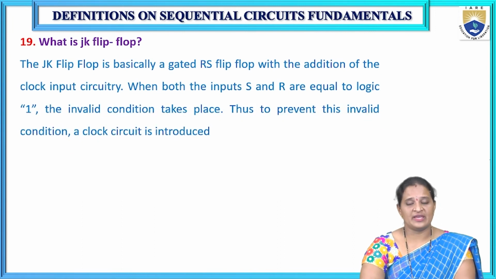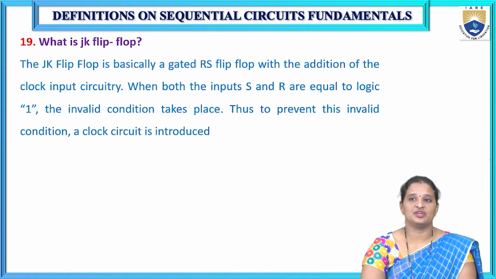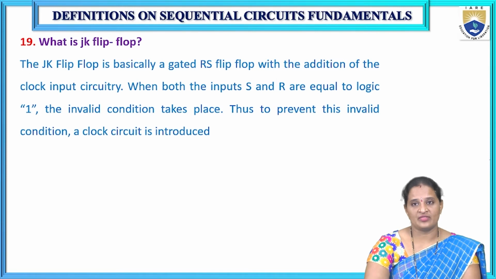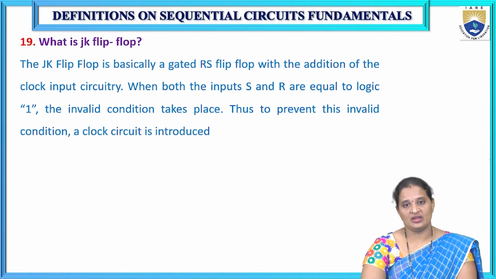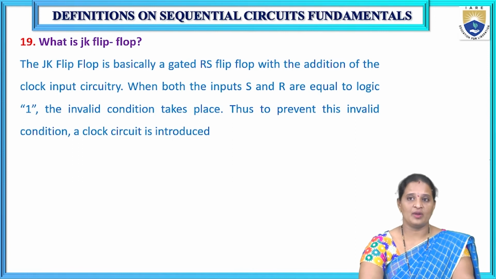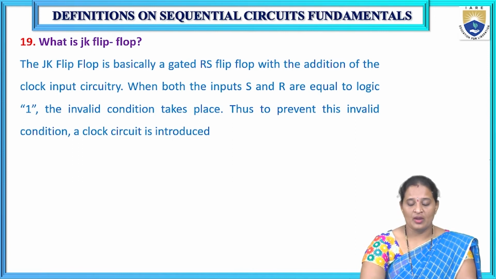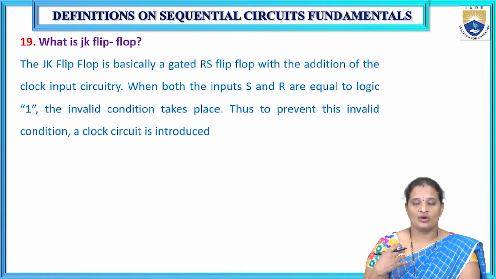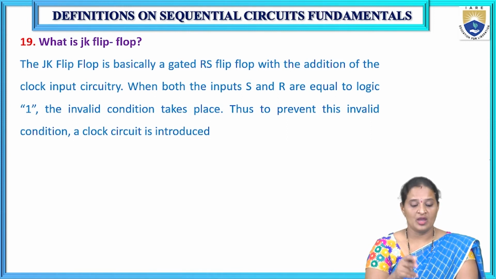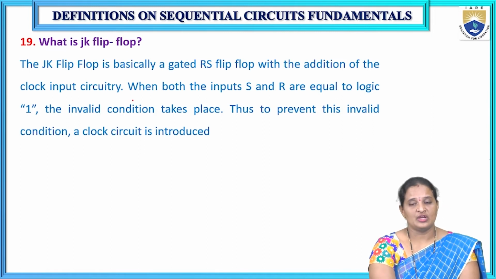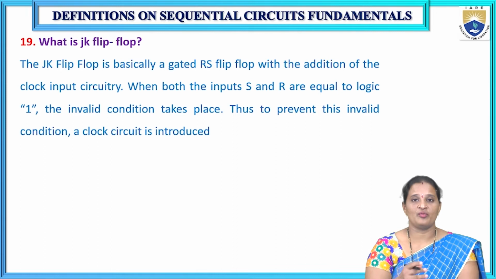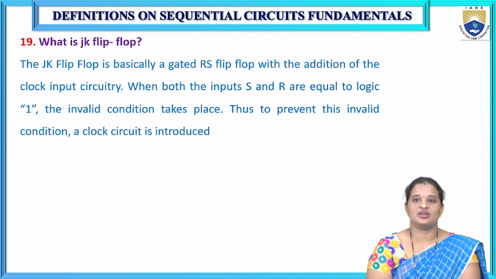A JK flip-flop is basically a gated RS flip-flop, the addition of the clock input circuitry. So the JK flip-flop is nothing but RS flip-flop. So we already know that RS flip-flop, or else set reset flip-flop. This is same as set reset flip-flop, but only the thing is, in order to avoid the indeterminate state of SR flip-flop, we are going for the JK flip-flop. So what was the indeterminate state in SR flip-flop? When both the inputs S and R are equal to 1, it leads to an invalid condition in which both Q and Q bar are equal, where they must be complemented to each other.